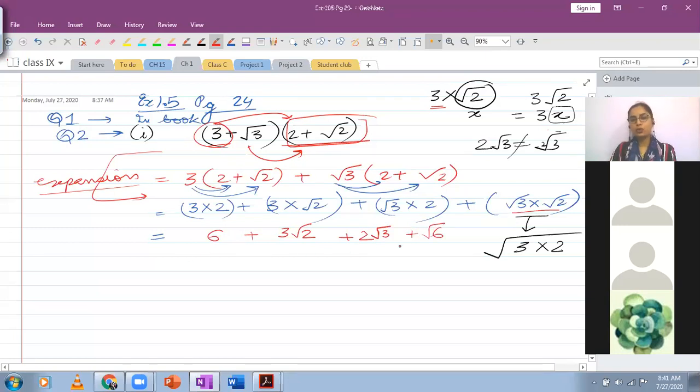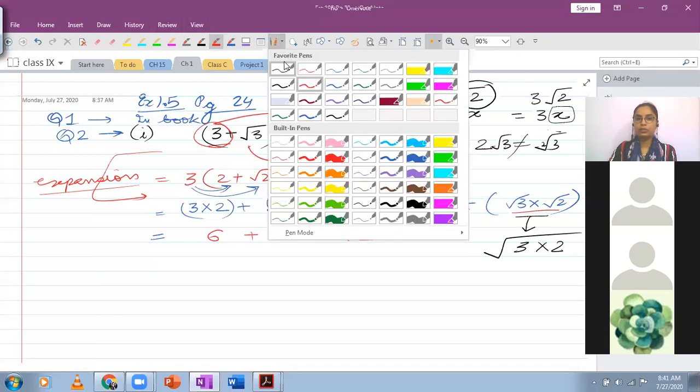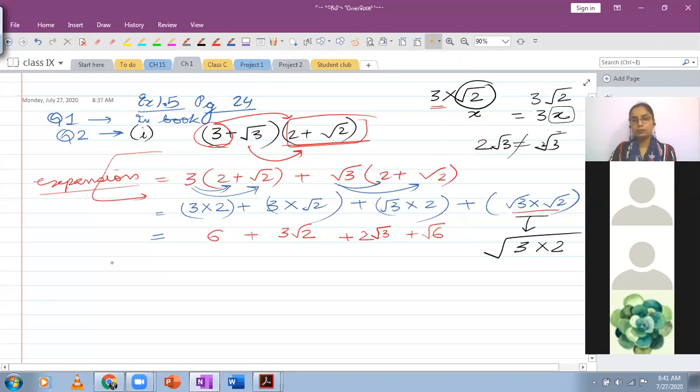So as such over here, we would like to simplify if it's possible, looking at like terms. Are there any like terms? Like terms means which contain the same variable? No, there are no like terms. So this is your answer.